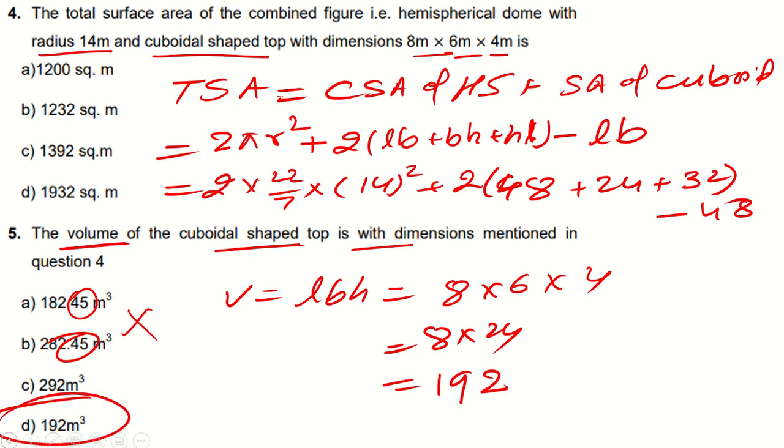Okay. One more thing here I would like to mention, just to confuse you, they can give you one more option, 192 meters square. So make sure that you are opting the correct answer.